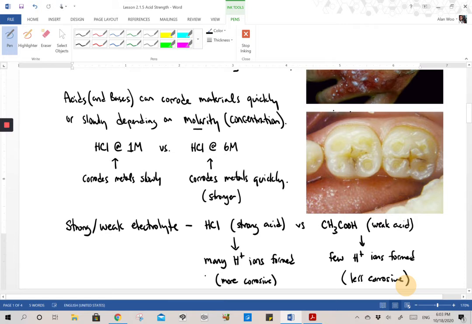But be careful, because just like in the previous factor, when you look at molarity, molarity changes everything. If we had a very dilute solution of HCl and a very concentrated solution of vinegar, we might find that the vinegar will be stronger than hydrochloric acid. So ultimately, when we look at how things corrode, we do look at the reaction itself and the type of substance that we're using. We look at their molarity, and we look at whether it's a strong or weak electrolyte.